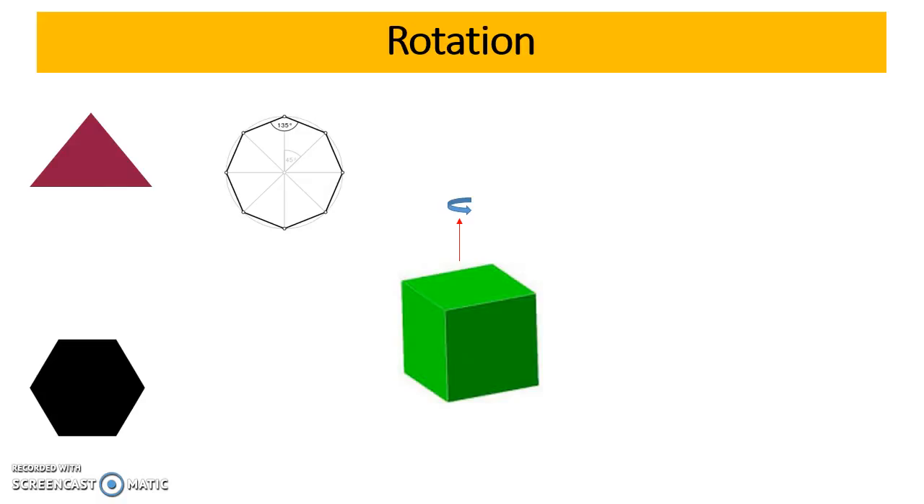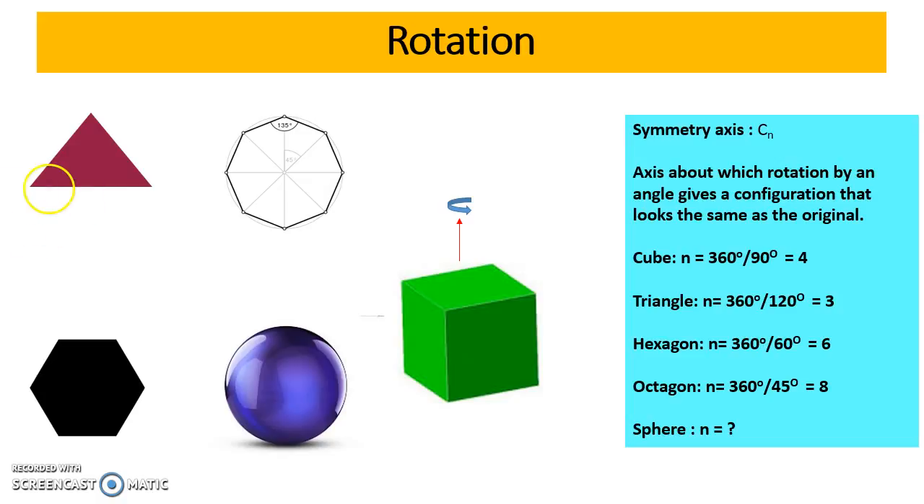If we summarize the various axes of rotation, we can see that cube could give rise to the same configuration when it is rotated through 90 degree, a triangle on rotation by 120 degree, a hexagon by 60 degree rotation, and in the case of octagon, a rotation by 45 degree.